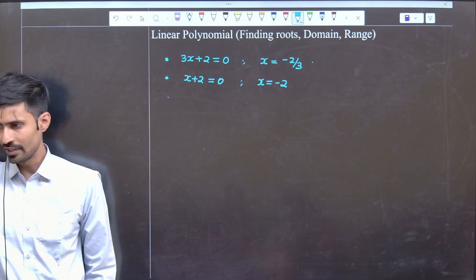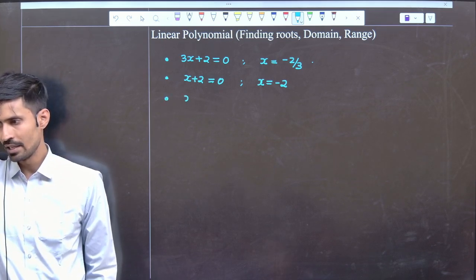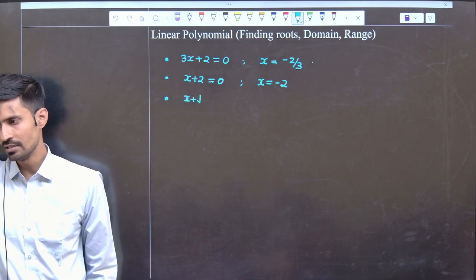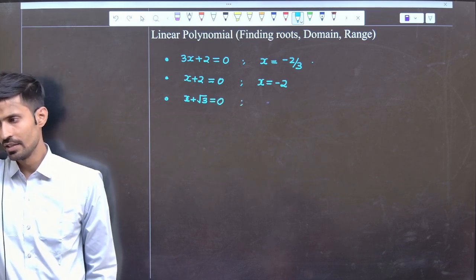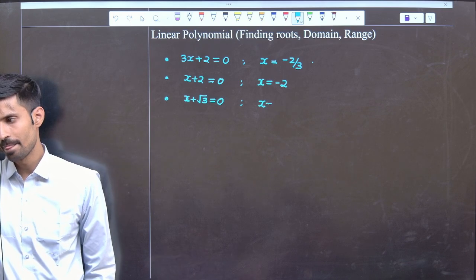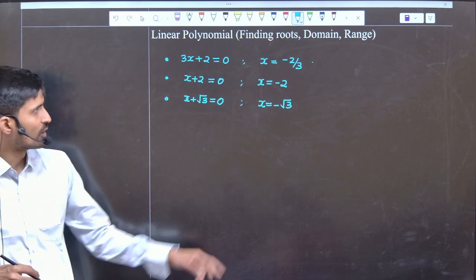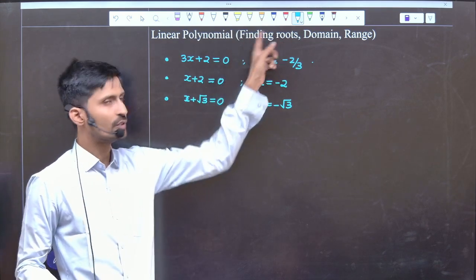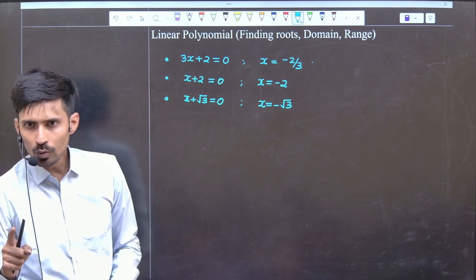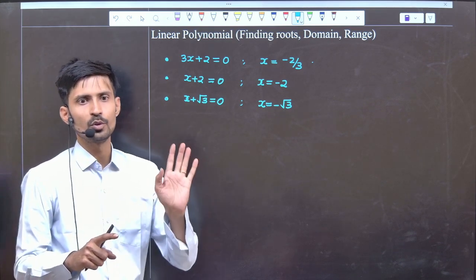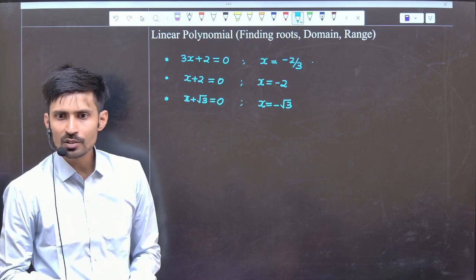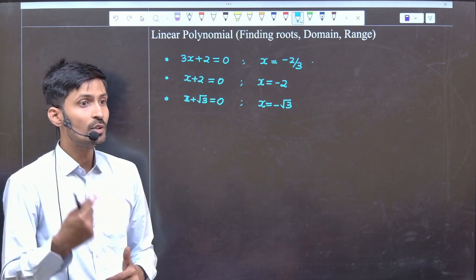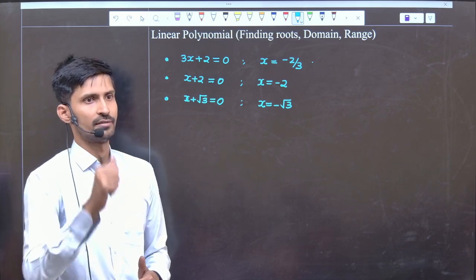Now if I write x plus root 3 is equal to 0, what will be x? Minus root 3. So this is what? All of these are known as roots. This is the root of this equation. The word root we use in case of polynomial. If it is not a polynomial, we use the word solution.